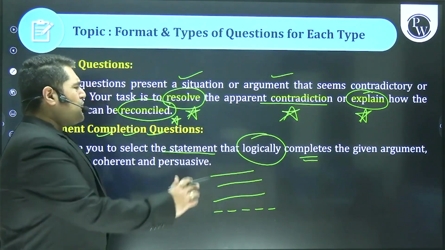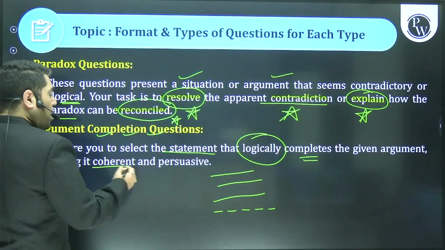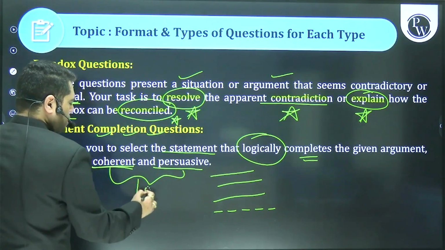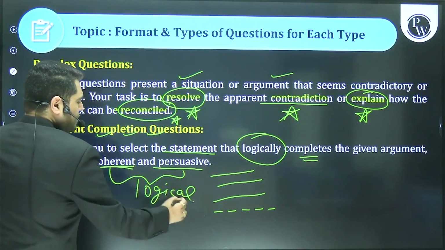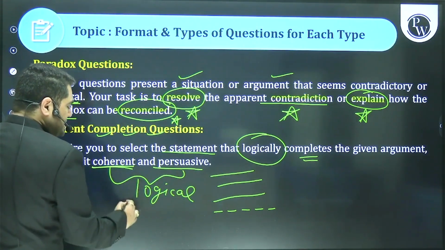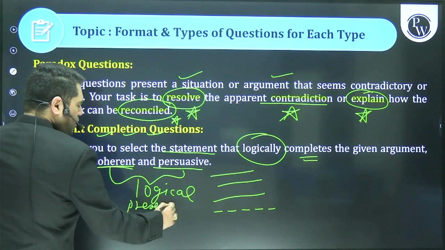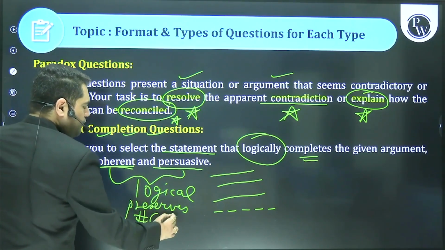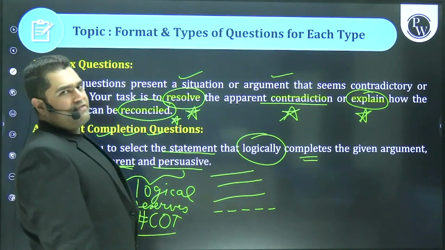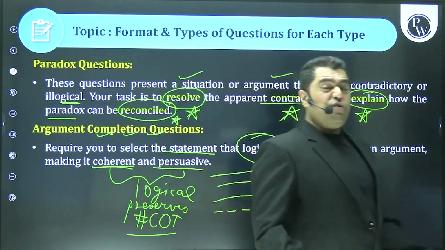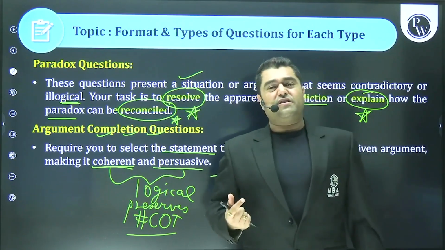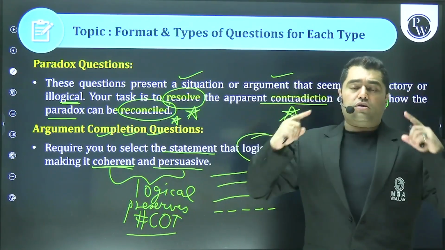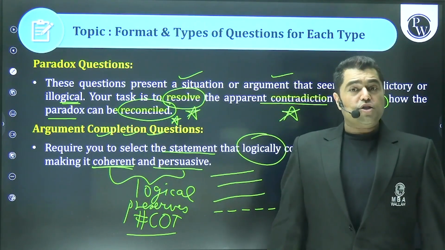The correct answer completes the given argument, making it coherent and persuasive, in the sense of logical and complete, or it preserves, in easy words, the author's chain of thought. Write this down, these are very powerful terms. If you think like this, you'll always ace it. So this is something that preserves the author's chain of thought, the author's thinking process or pattern. So it's very, very good.